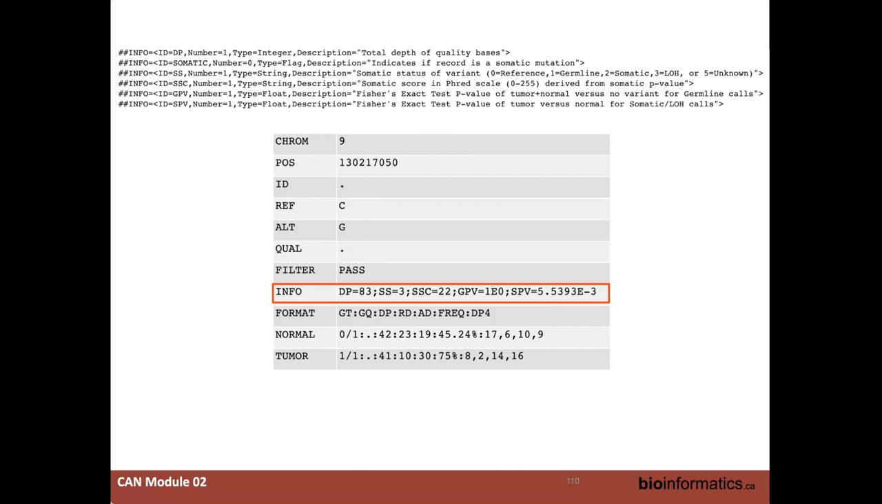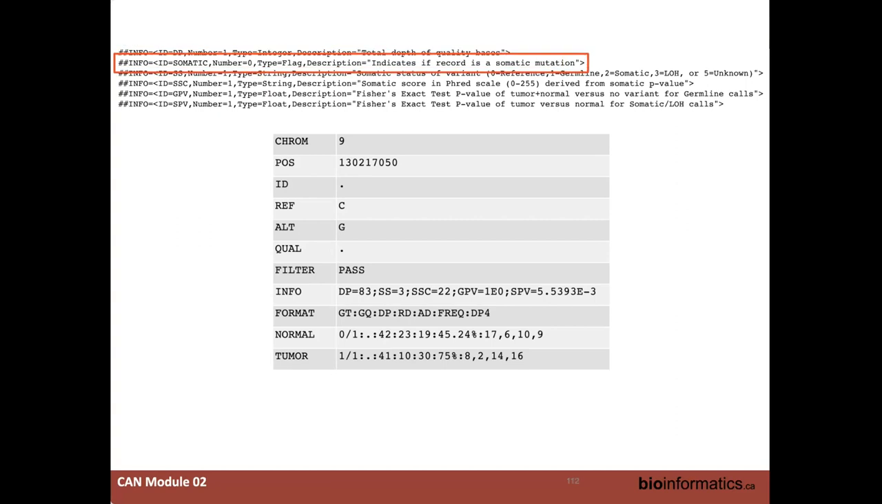So for example, let's take a look at that DP equals 83. If I take a look inside that header, I'm going to notice INFO, and the ID is DP, and then it gives us some description. This tells us the total depth of quality bases. That's a little misleading. I wouldn't necessarily use the word quality, I would just use the term bases. This is the total number of bases that pile up at that one position. So you basically have 83 pieces of evidence for that particular variant that you're looking at.